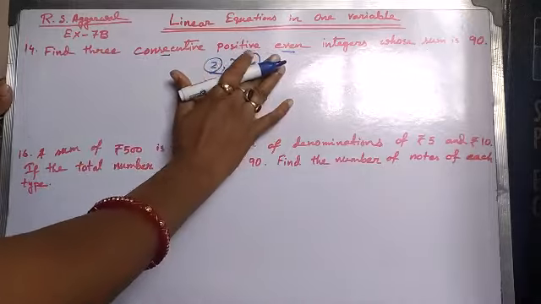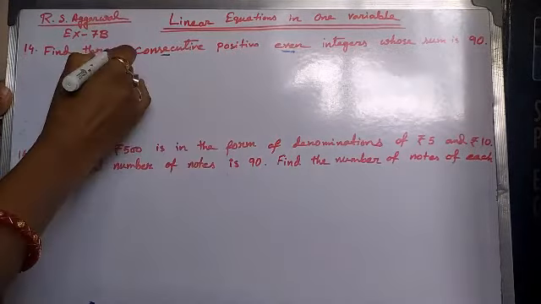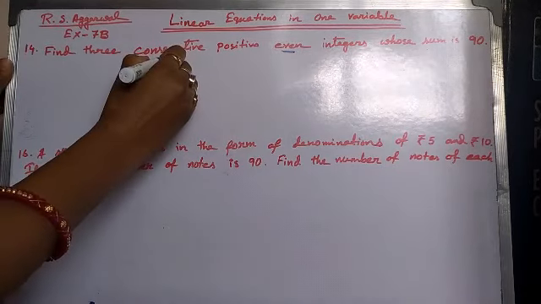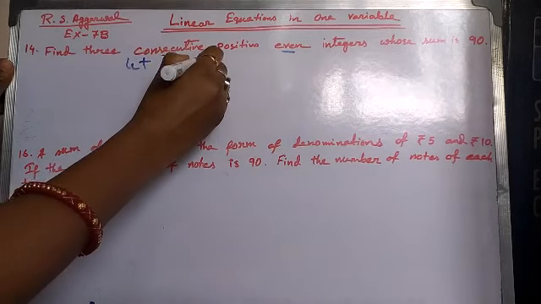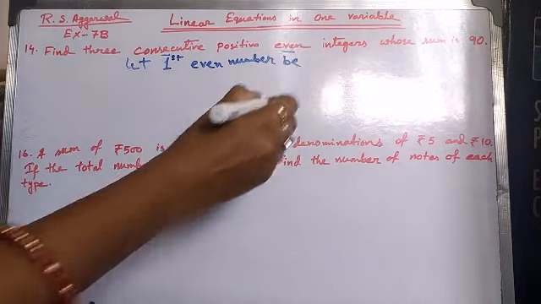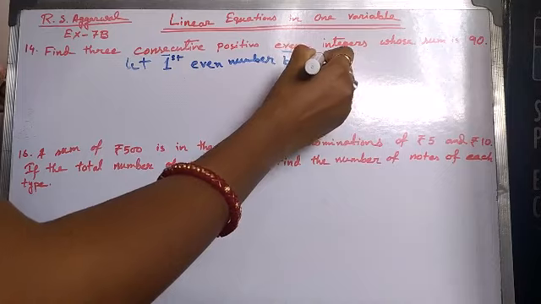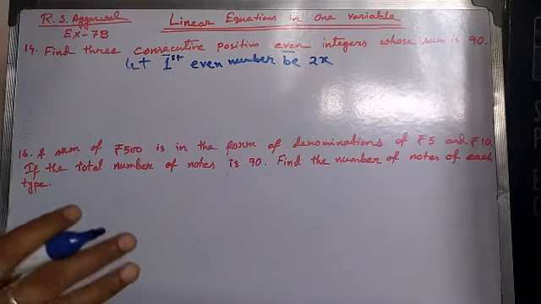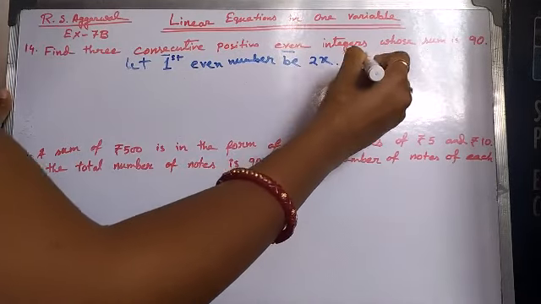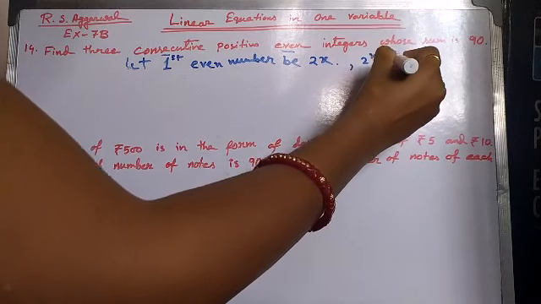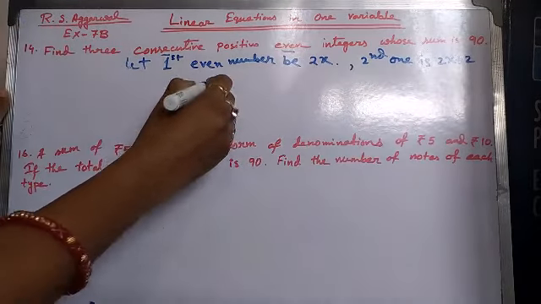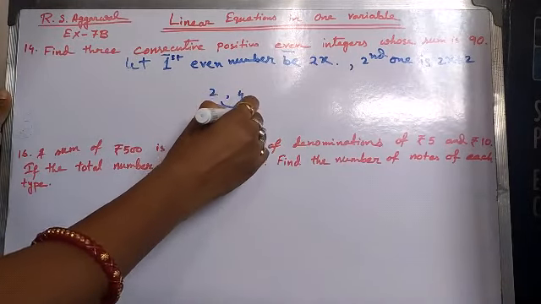So let's take it. First of all, let the first even number be either x or 2x, you can take either. I am taking 2x here. So the other numbers: the second one is 2x plus 2, because for 2 and 4 the distance between them is 2.